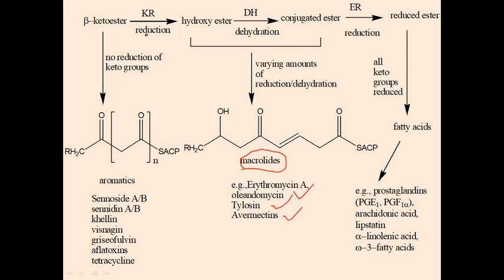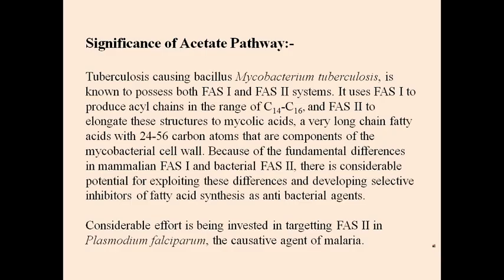Now if the cycle goes as it is, ketone, hydroxy, and conjugation and reduction, and all the ketone groups are reduced, then saturated fatty acids are formed. And further from these saturated fatty acids, further unsaturation occurs, and through that unsaturation, prostaglandins, arachidonic acid, alpha linolenic acid, and omega-3 fatty acids can be formed. And there are various other significances of the acetate pathway also.